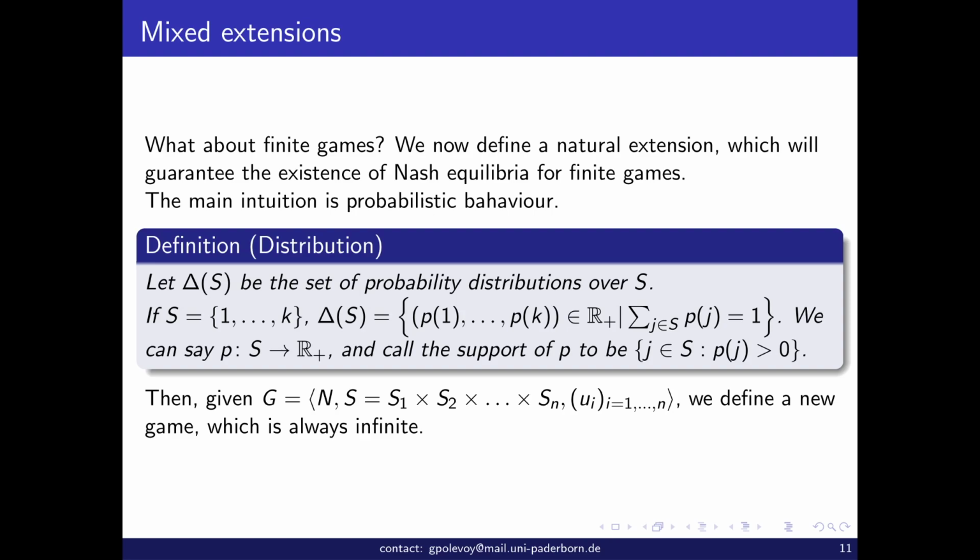What you do when you do not play deterministically, but rather play according to some probabilistic distribution. First of all, let's define by capital delta S the set of all the probability distributions over a given set S. S can be finite or not. But if S is finite, let's denote it 1 to K, just any K elements, then the probability distributions can be defined as a vector in R plus of length K, such that the sum of the elements is 1.